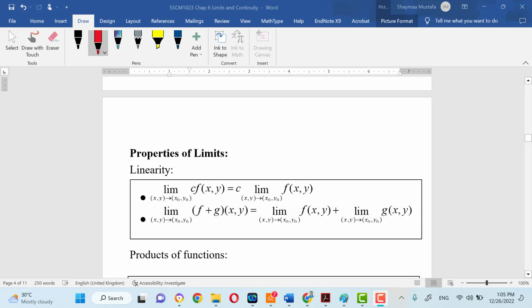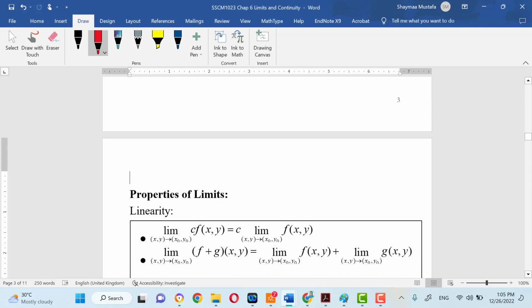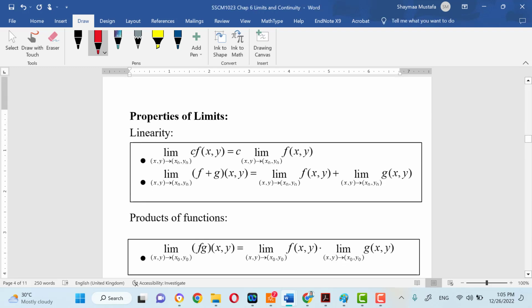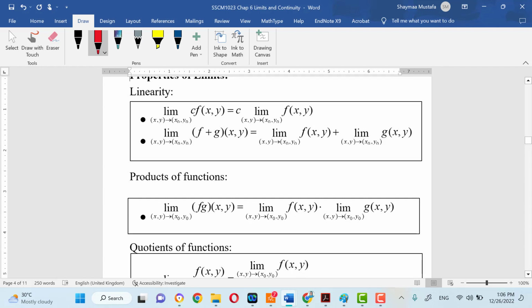The properties of limits for functions of two variables are similar to those for one variable, which means that if I have a constant multiplied by the function, then the constant can come outside the limit. This is the addition property: the limit of the summation of two functions is equal to the limit of the first function plus the limit of the second function.